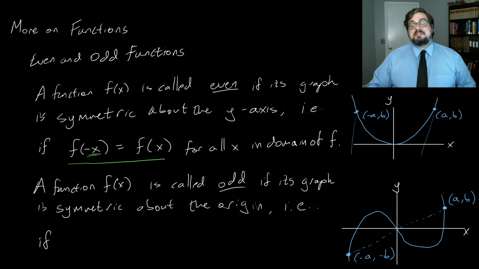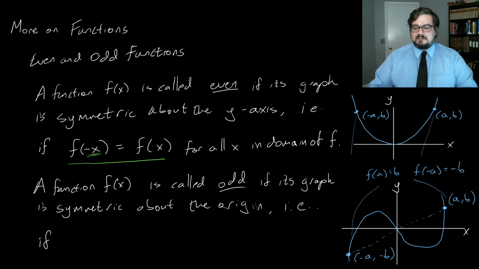And when the graph is symmetric around the origin, then every point (a, b) on the graph has to have its corresponding point (negative a, negative b) also appearing on the graph. Now, if we express this in terms of what it says about the function values, this is saying that f of a equals b, and f of negative a equals negative b.